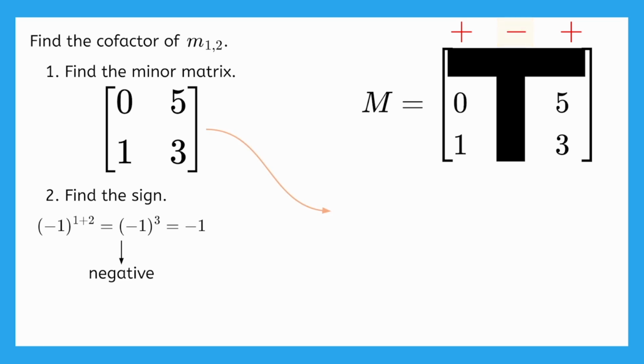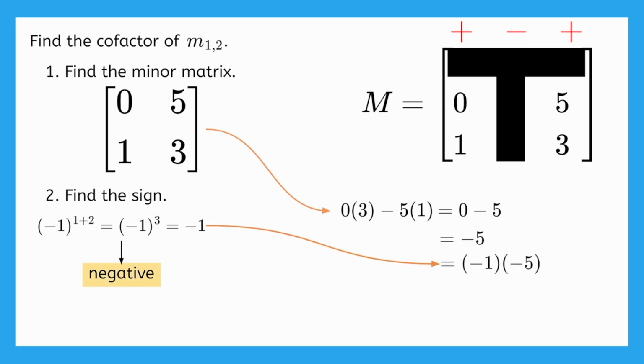Finally, calculate the determinant of the minor matrix, 0 times 3 minus 5 times 1, which is -5. Since the sign of the cofactor is negative, we need to multiply the determinant by -1. So -1 times -5 means the cofactor of M12 is equal to 5.